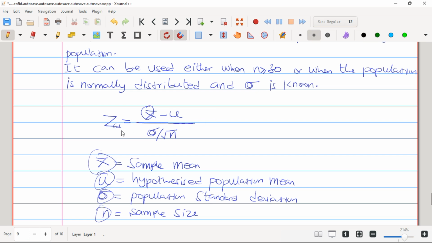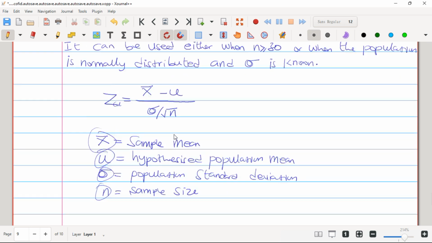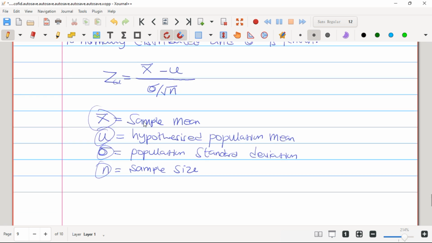We have what we call the Z statistic. The Z statistic here is given as Z equals x bar minus mu divided by sigma divided by the square root of n, where x bar is the sample mean, mu is the hypothesized population mean, sigma is the population standard deviation, and n is the sample size.